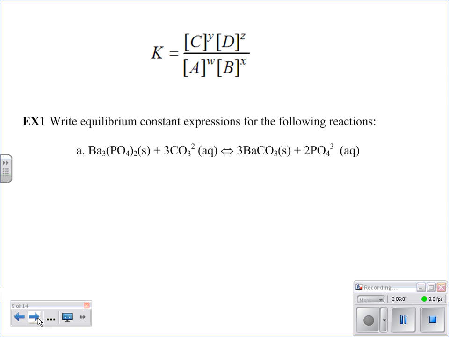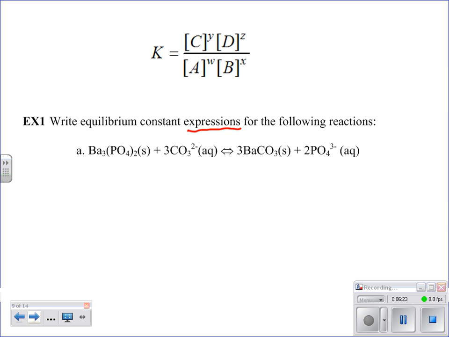Okay, so now we come to our first example, and I just rewrote our formula for our equilibrium constant up there. And it says write the equilibrium constant expressions. So when you see that word, that means you're not actually going through any calculations. You're just setting it up to see how you would then plug in some values if you had some numbers to play with.